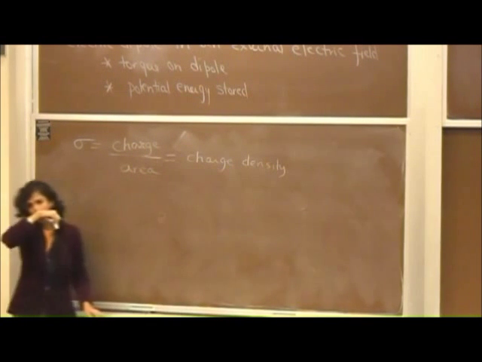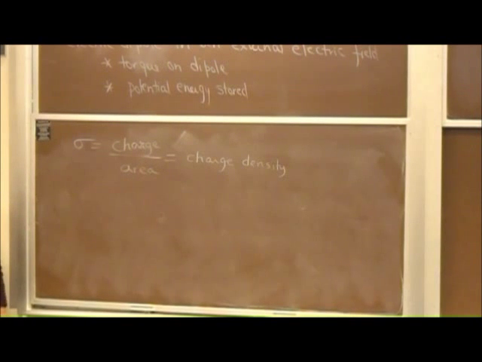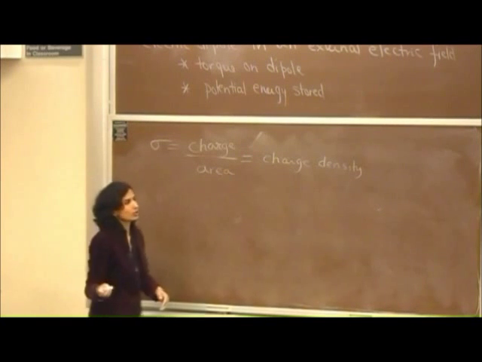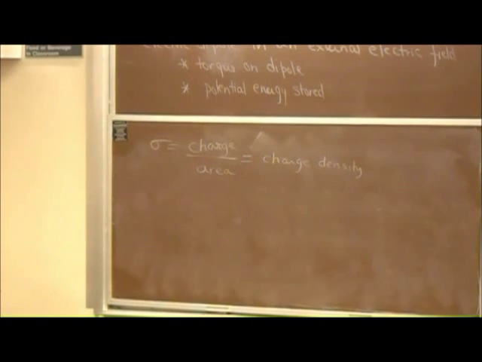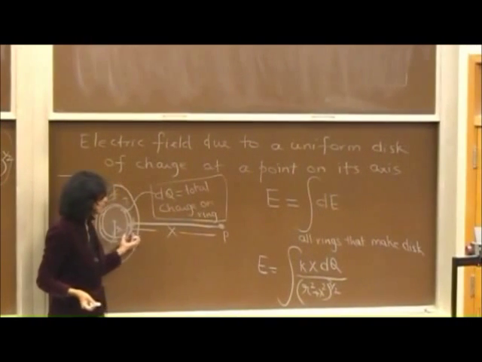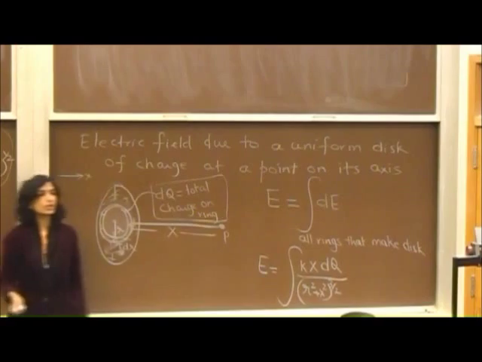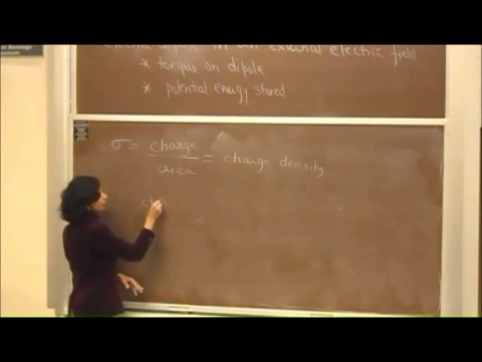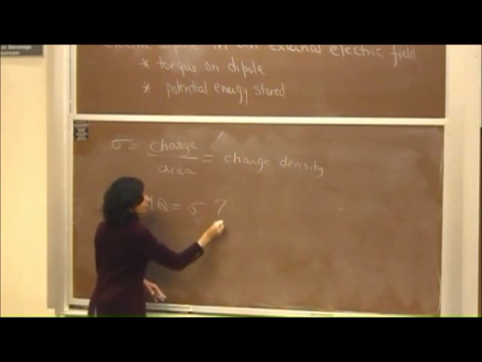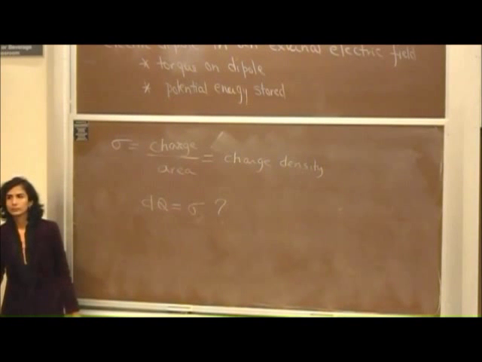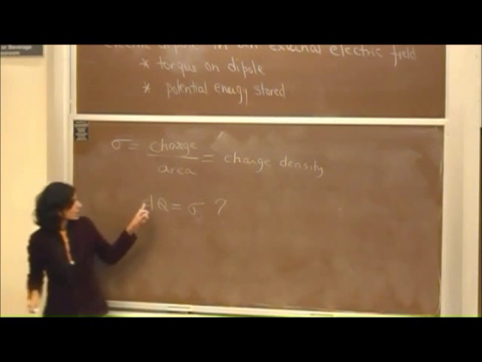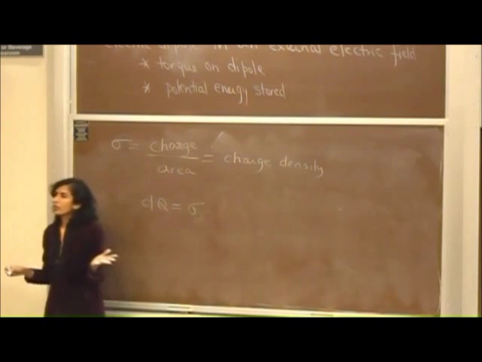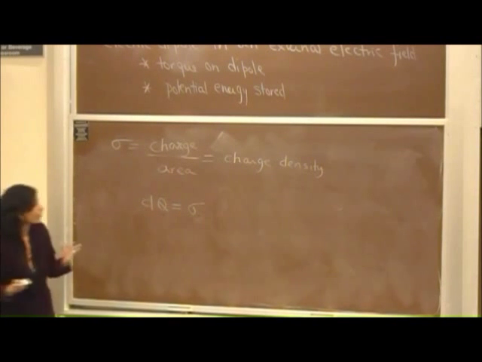Okay, so now, how can I write charge density? If the total charge on the ring is Q, how can I write the charge density and how can I relate it to dQ? Can you tell me the relation between dQ and sigma? dQ, which is the charge on a ring, should be equal to sigma times the what? The area of the ring, very good.